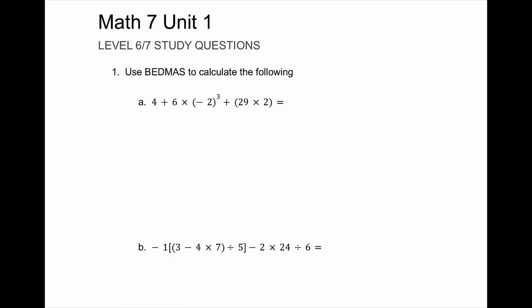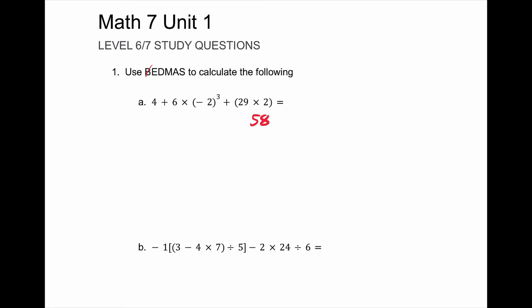Okay, so let's get started on question number 1. We're going to be using BEDMAS to calculate the following. First we're going to look for brackets. 29 times 2 is going to be 58. Now at that point there are no more brackets. We have a negative 2 in the bracket, but we can't really do anything to the negative 2. So the brackets are done.